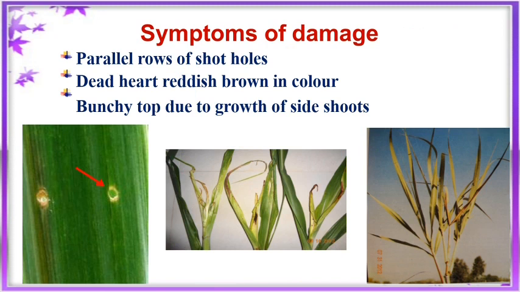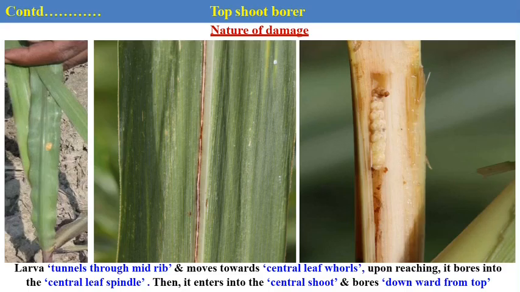Then after that it attacks the shoots and feeds on the inner content of the shoots, and due to this feeding, side shoots appear from the infested canes. It looks like a bunchy top appearance, and this is also one of the characteristic symptoms of this pest.